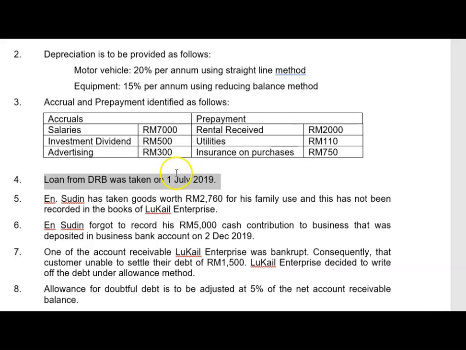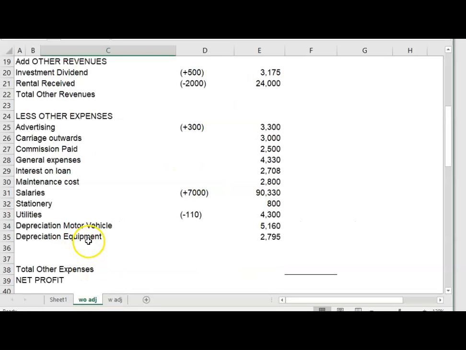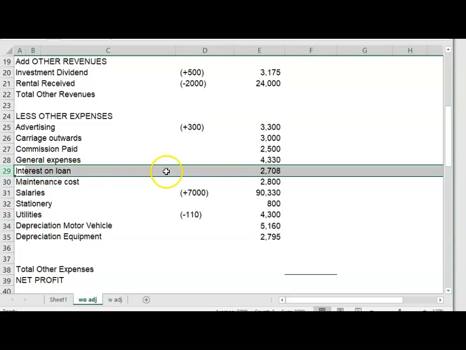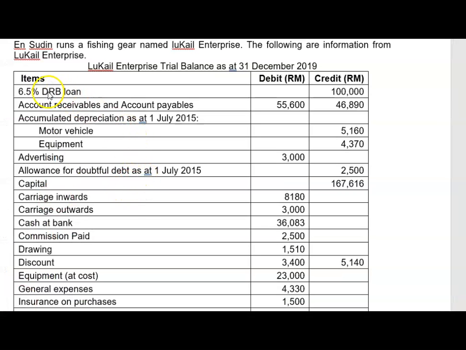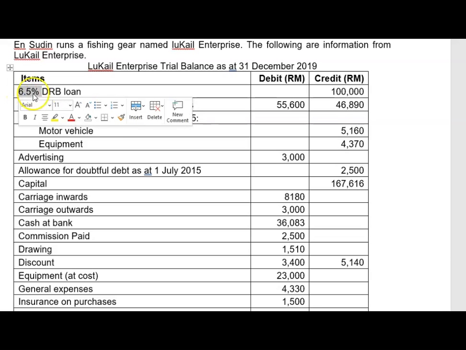So interest on loan is an expense. So now look at your answer. Is there any other expenses? Is there any interest on loan? Okay, go down. There you have interest on loan, 2,708. Okay, now you need to calculate whether this amount comprises all the 6-month interest for the year. Okay, you can go to the questions. The loan is given 6.5%. When it says here, it means that 6.5% is per annum for 12 months.